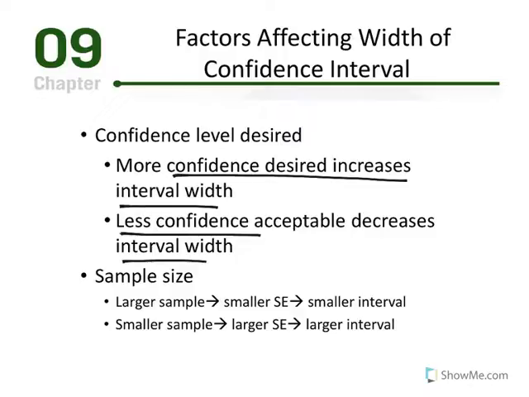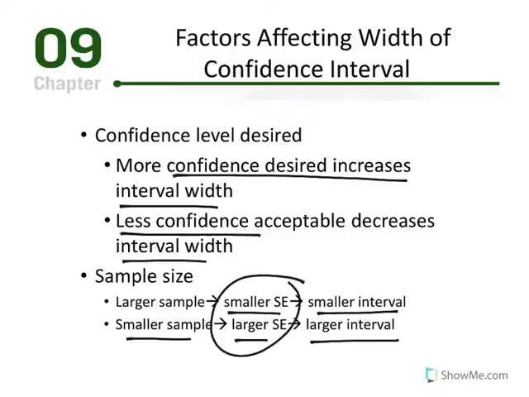Next, sample size. A large sample is going to produce a smaller standard error of the estimate and a smaller interval. Again, a smaller interval means more precision, more accuracy. A smaller sample means a larger standard error and a larger interval. So the larger interval means less precision. And again, this variable is representative of variability.